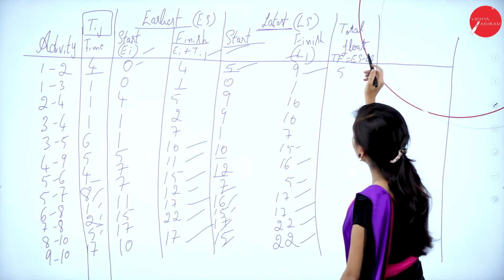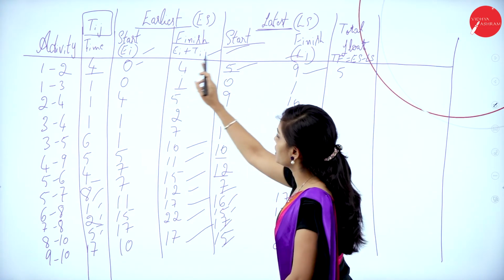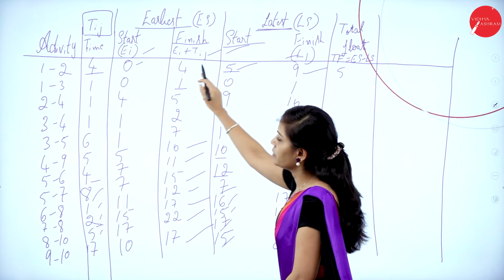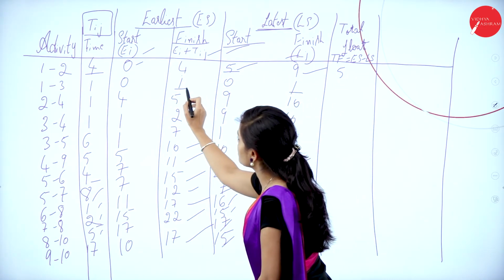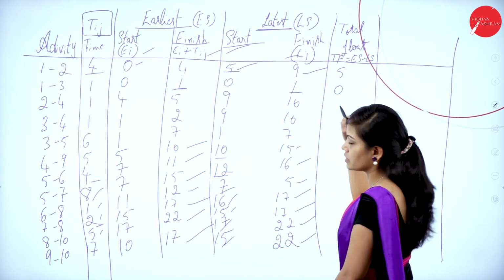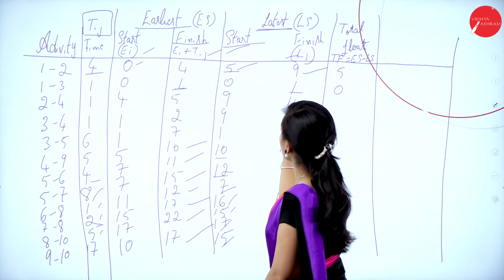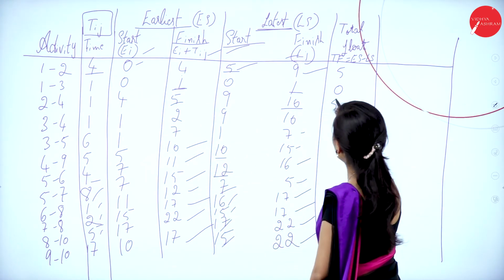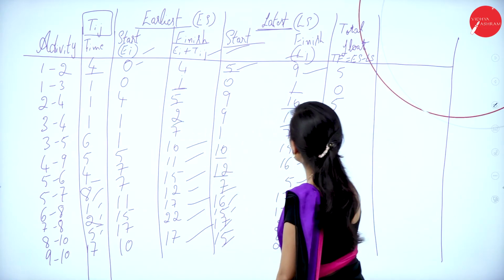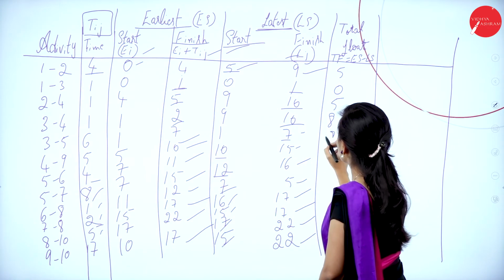So if you are subtracting, you will get 0 minus 5, also 5, and 9 minus 4, also you will get 5, and 1 minus 1, also you will get 0, and 0 minus 0 also it is 0, and 10 minus 5 is 5, and 9 minus 4 also 5, and 10 minus 2 is 8, 7 minus 7 is 0.